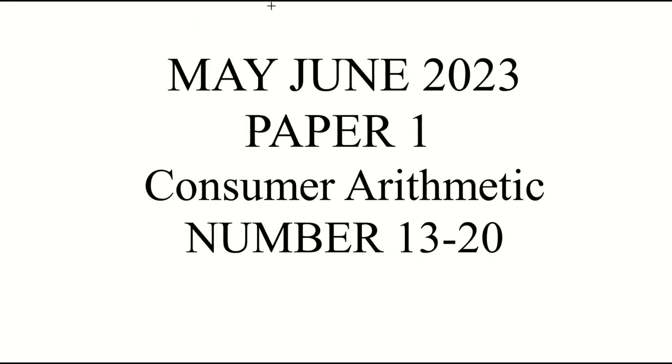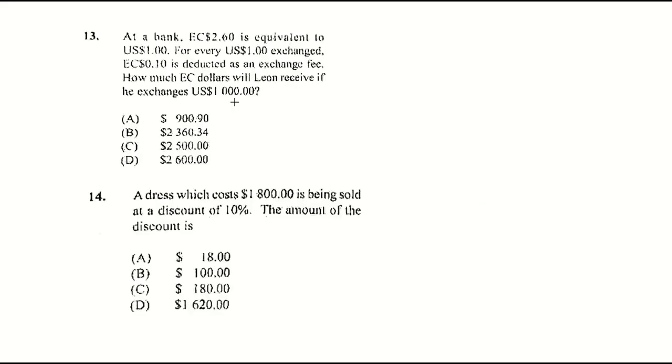Let's look at May, June 2023. Paper 1, Consumer Arithmetic, numbers 13 to 20. At EC Bank, it is equivalent to $1. For every $1 change, you're getting 10%. We did this question already. You're getting 10 cents deducted. So we said that for 1 US, it was $2.50, and they want to know what is 1,000. We know that the answer is 2,500.